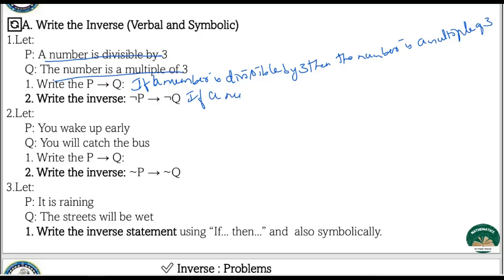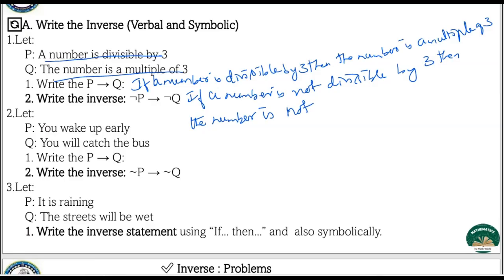If a number is not divisible by 3, then the number is not a multiple of 3. That will be negation P implies negation Q.